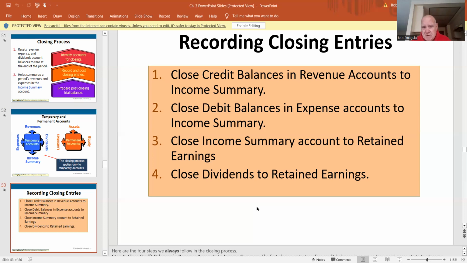It's got the revenues and expenses. Now we close the income summary, hopefully with a debit because we made money, and then we credit retained earnings, and we close dividends directly to retained earnings.